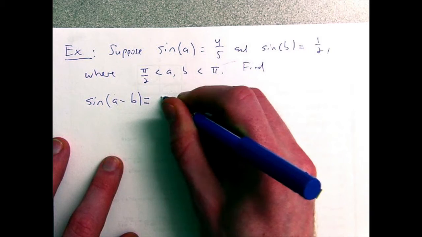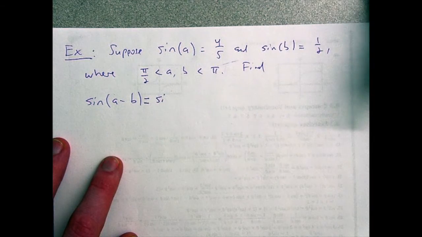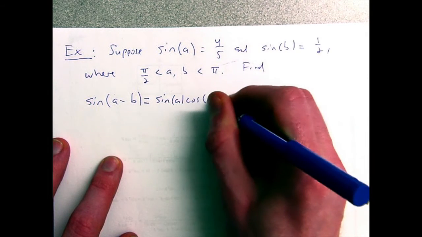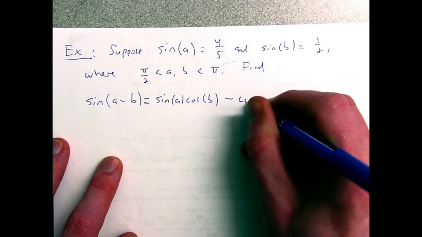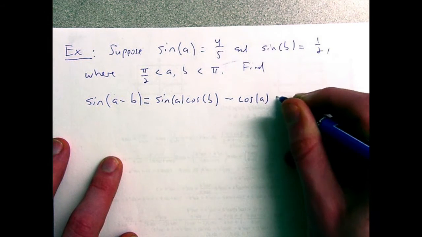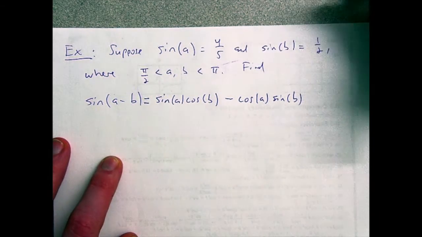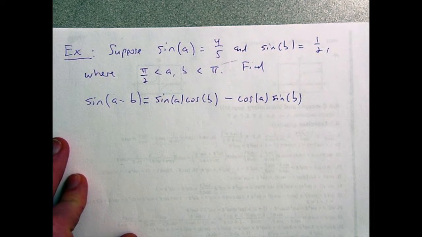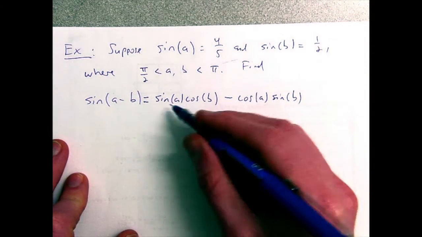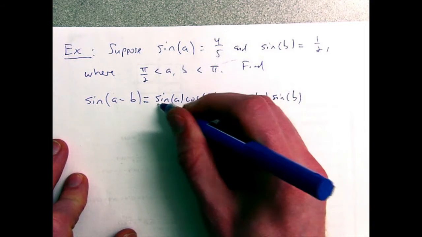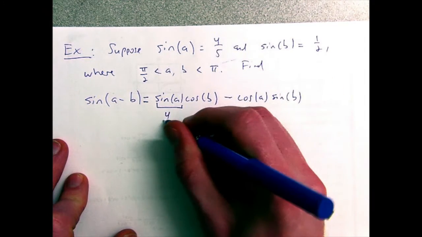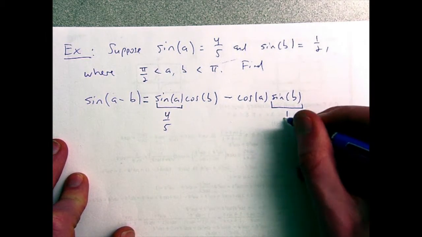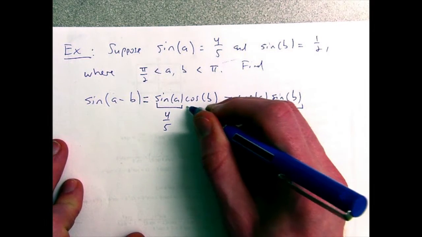It is the sine of A times the cosine of B minus the cosine of A times the sine of B. So that's the formula for the difference of two angles for the sine function. And what you should notice at this point is that we know what a bunch of these things are, right? We know what sine of A is. It's 4/5. And we also know what sine of B is. It's 1/2.